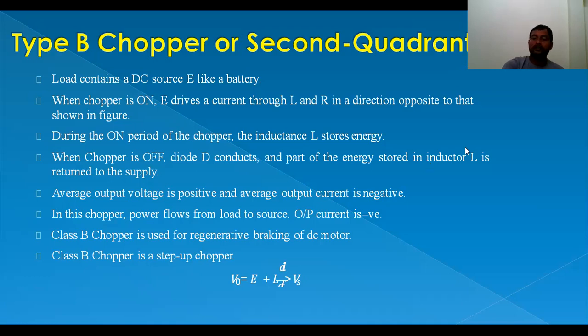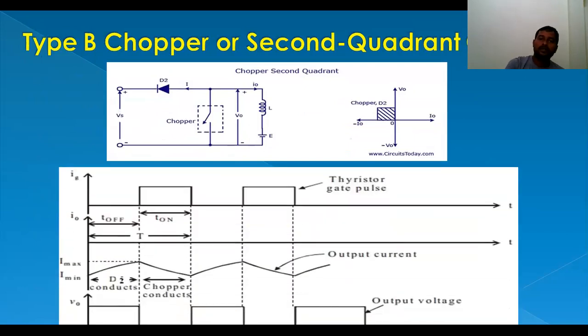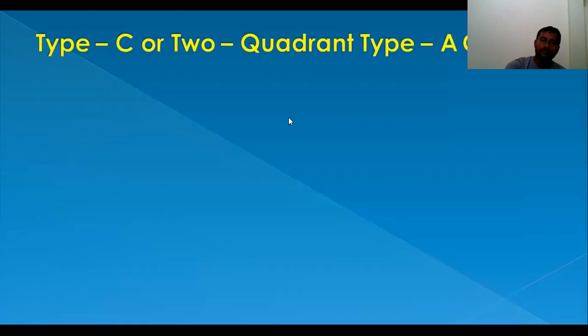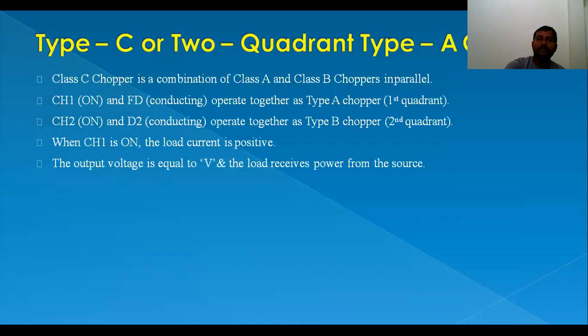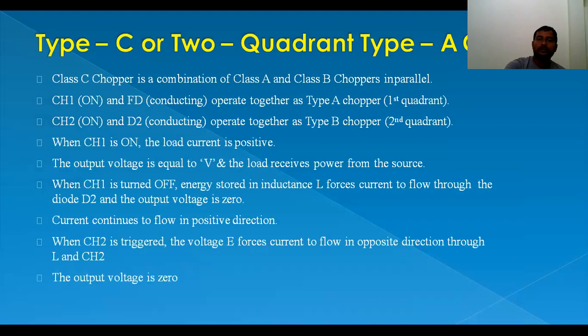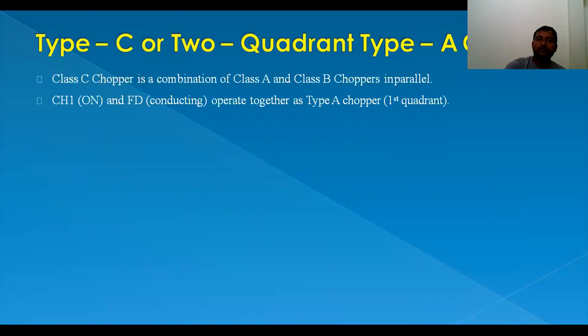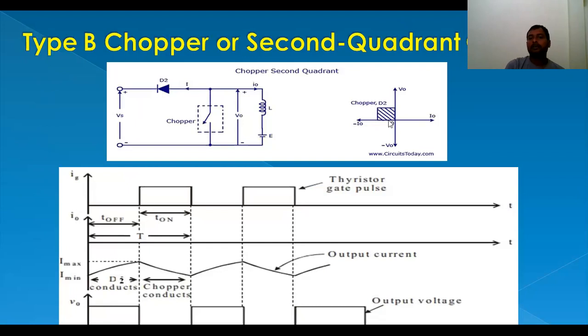So look at this one. Here during the off position, the inductor stores energy and it discharges, and while in the off position, the energy returns to the supply. So this is the class B chopper.